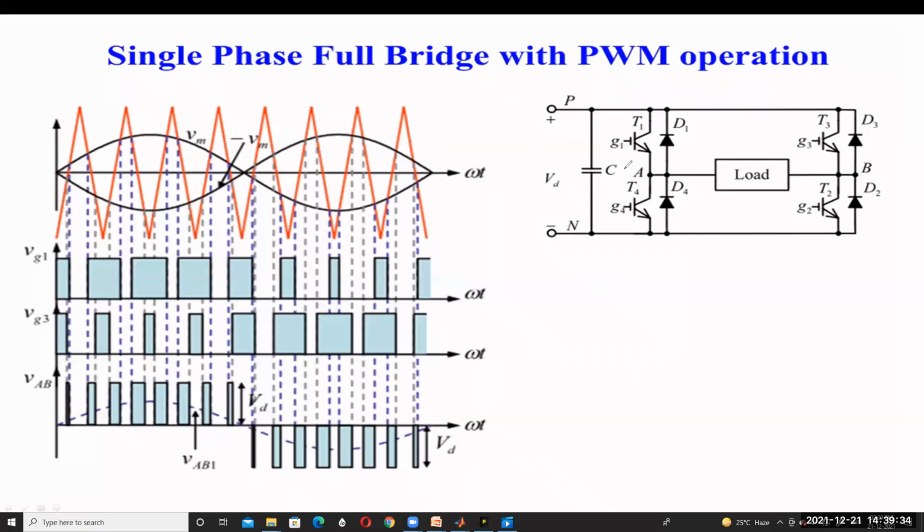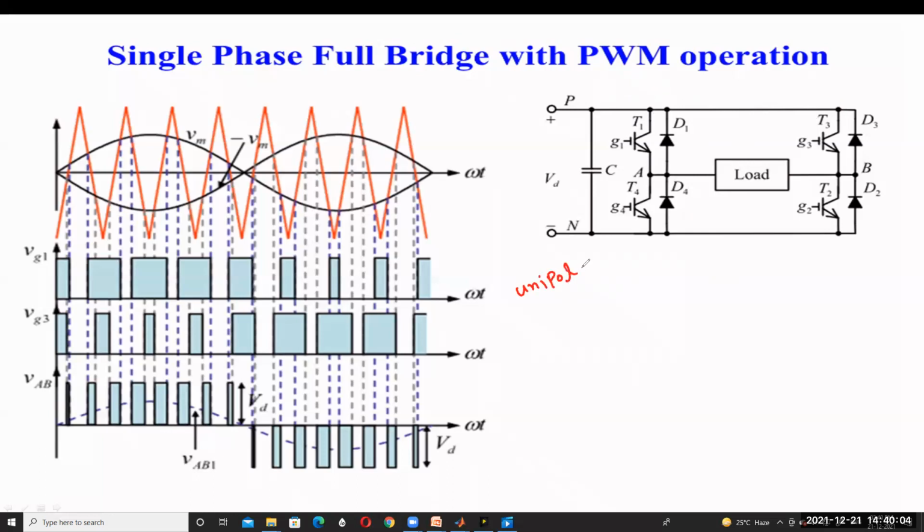So this is called an IGBT. Four devices are used: IGBT T1 and T2, and IGBT T3 and IGBT T4. In this fashion, all these devices are connected. Here, this is called the load. In this operation, single phase full bridge PWM operation, this is called unipolar operation.